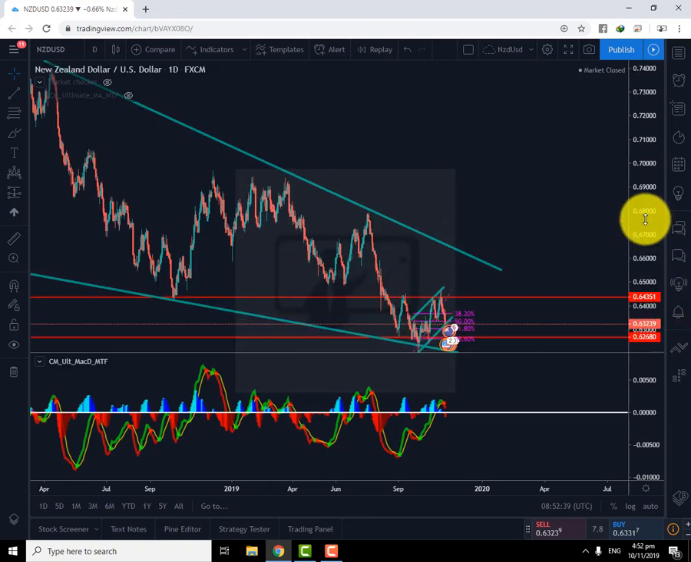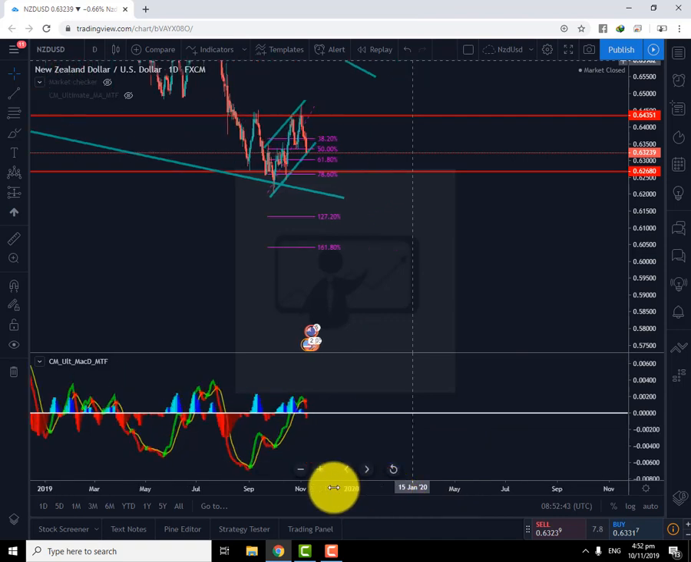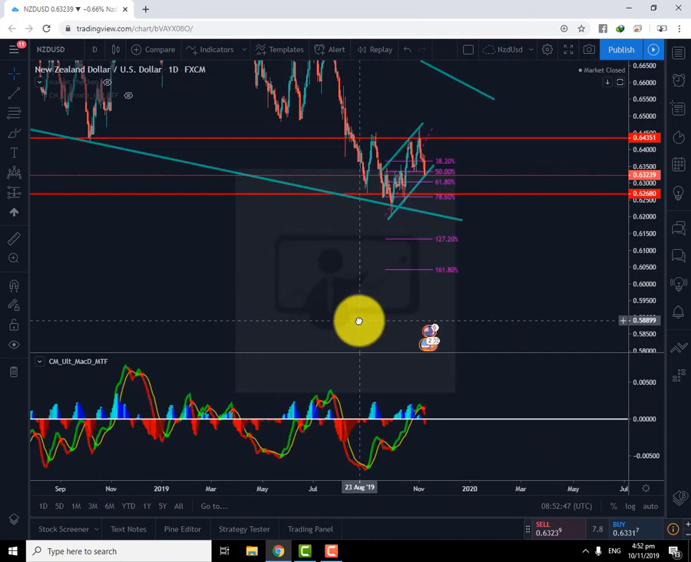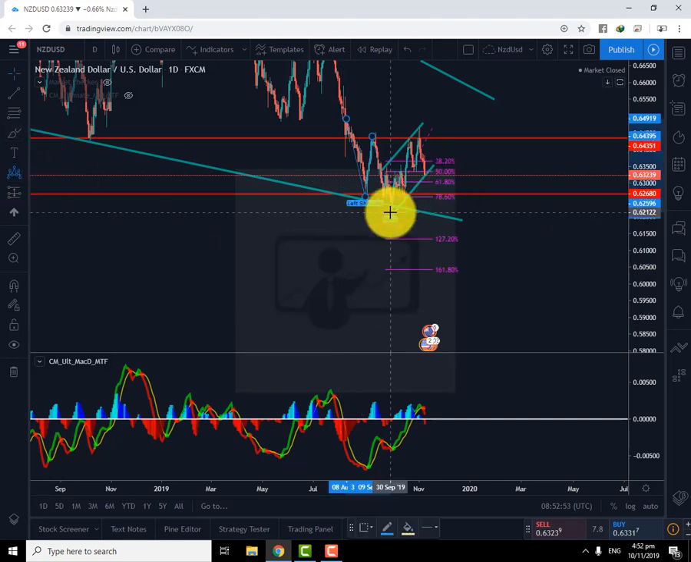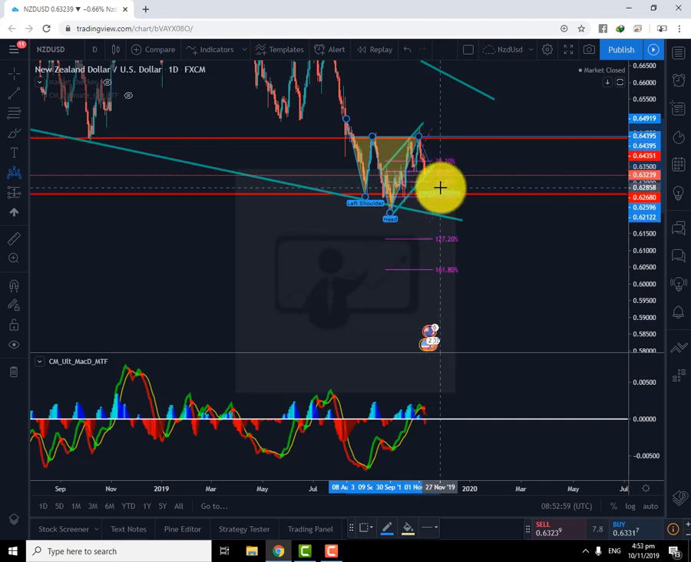And aside from that, I could also see a head and shoulders forming. And where is that? This one. That's the head going to the shoulder, and it's currently forming the right shoulder.